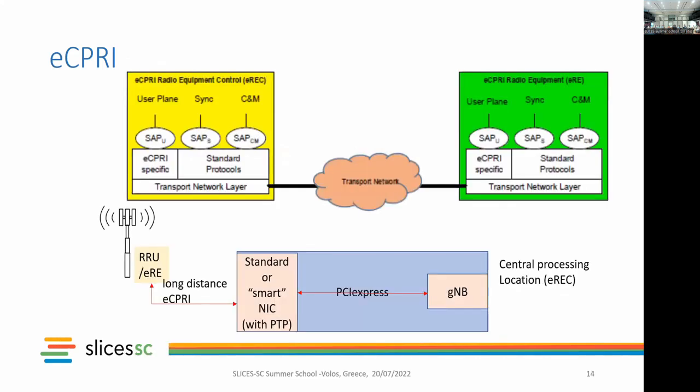So this is really the EC3/C3 ecosystem, what it looks like. You can see the yellow box here is the EC3 radio equipment control, or the central location. The green is the actual radio equipment. They talk about 3 different service access points: a user plane, that's where we actually send the radio signals, a synchronization plane, and a control and management plane.